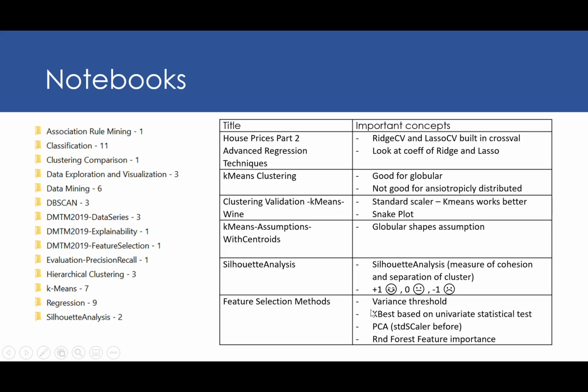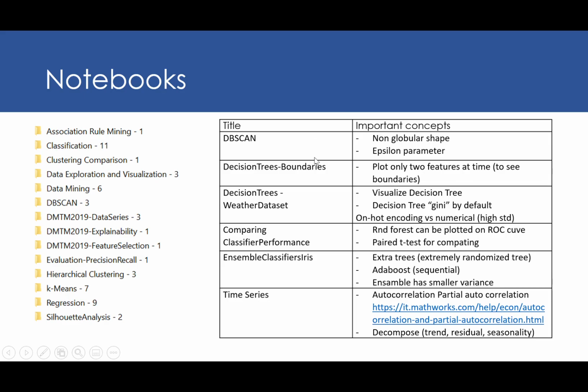Feature selection methods, we have the PCA. DBSCAN is good for non-globular shapes. Then we can visualize decision trees. Well, you can have a look. Then for time series, I suggest you understand the difference between autocorrelation and partial autocorrelation. You can find something here, and that's pretty much everything.